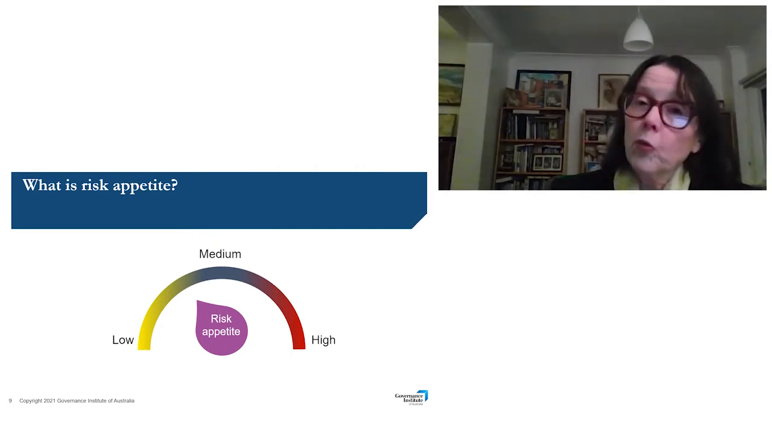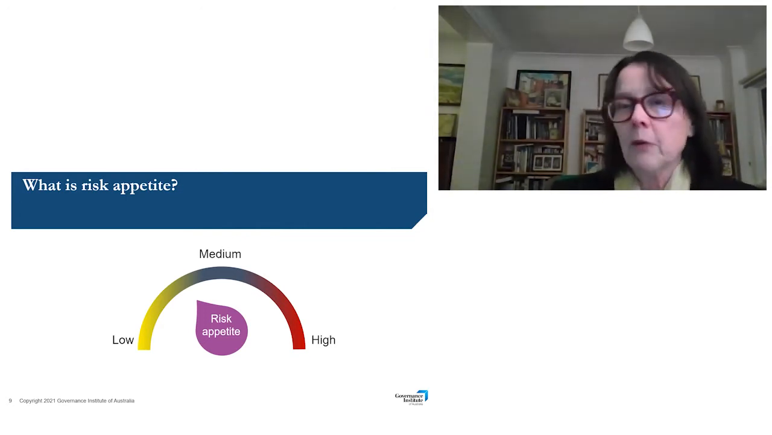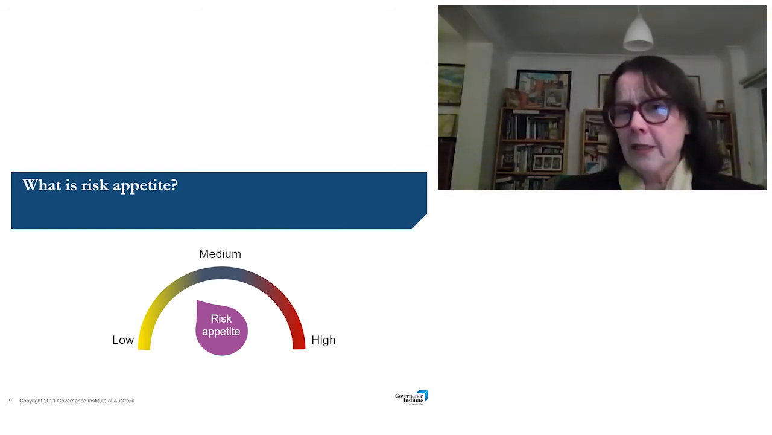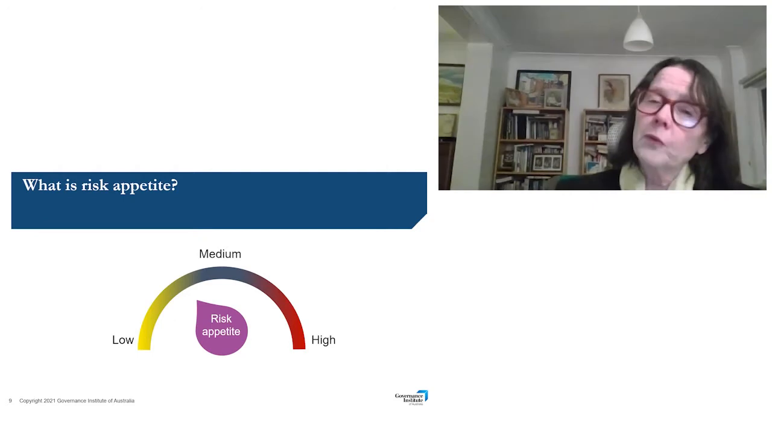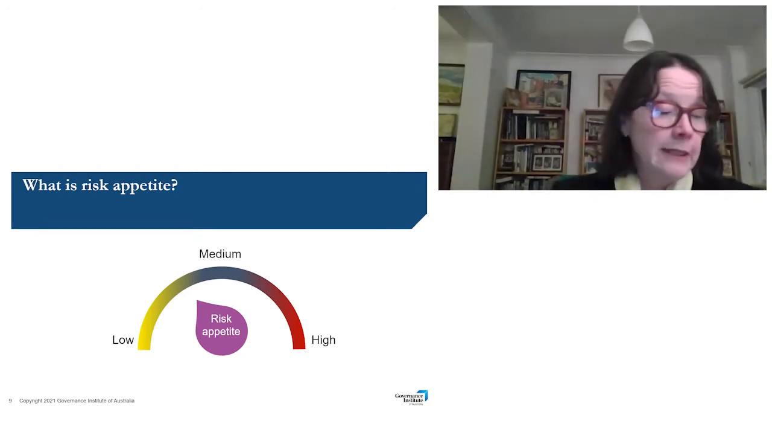So they're quite willing to take the risk of minor disruptions to their services, so perhaps things are offline for half a day while they upgrade everything to the service, if they can actually get better efficiencies overall. So that's kind of trying to illustrate for you what a risk appetite is. The other really important thing is that your risk appetite needs to align to your strategic objectives.